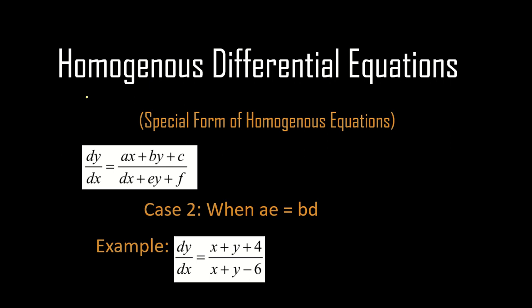Everyone, in our previous video, we saw how to solve a homogeneous differential equation when we have the case of the form AE not equal to BD. So this is a second example, where we have one more example of the same type, that is to solve a homogeneous differential equation. So we'll consider this example.